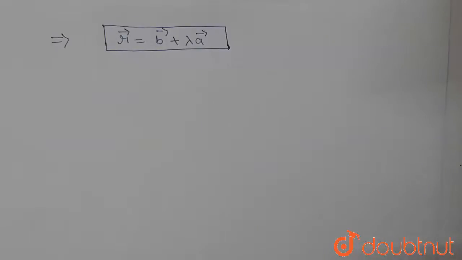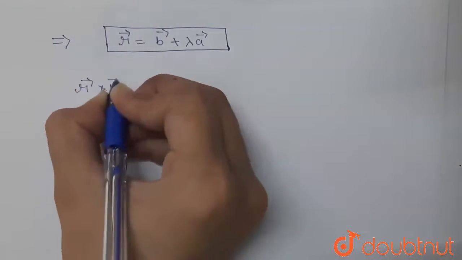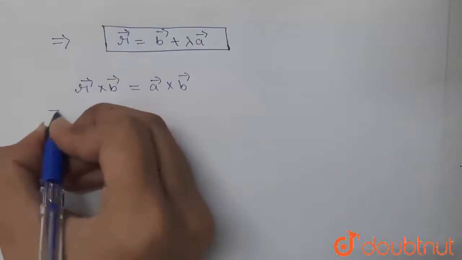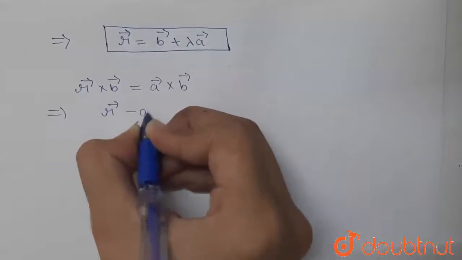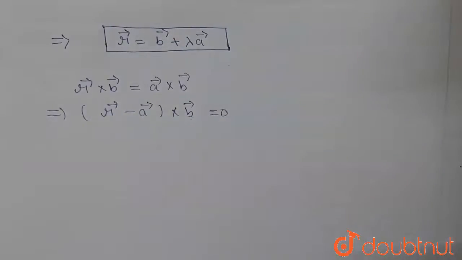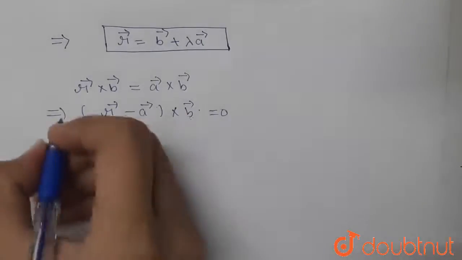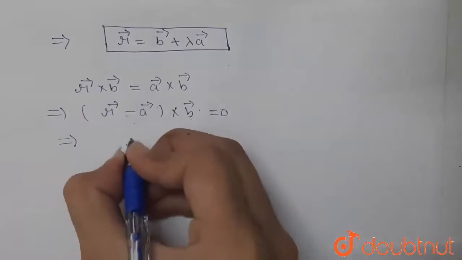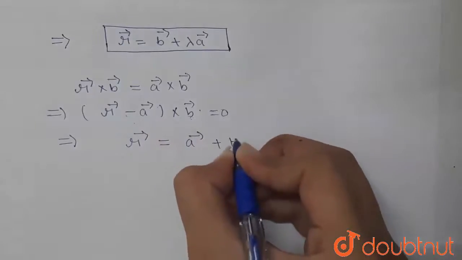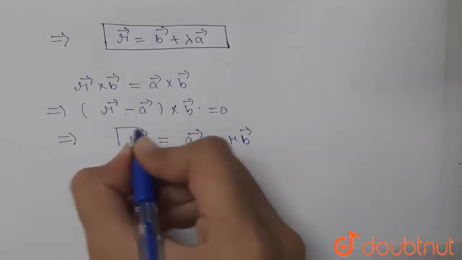Similarly, the next thing which was given to us is that r vector cross B vector is equal to A vector cross B vector. So similarly, this can be written as r vector minus A vector cross B vector equal to 0. And if this happens, then we can say B vector is parallel to r vector minus A vector, right? So therefore, we can get the value for r vector in a similar way. That is, it can be written as A vector plus mu times B vector. Okay, so this is the second value for the r vector.